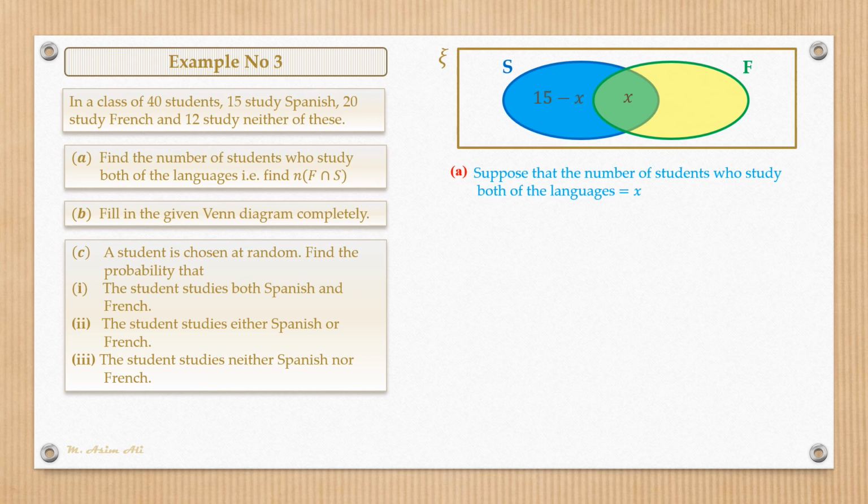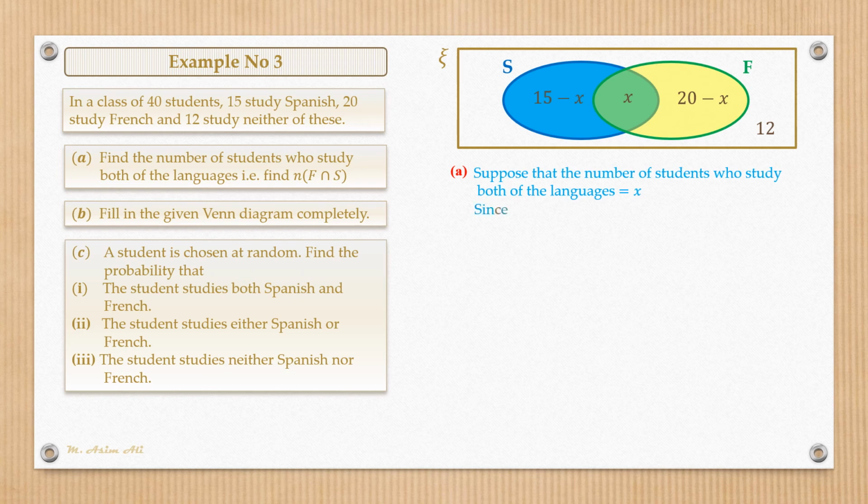Similarly, the number of students who study French is 20, out of which X study Spanish also. So the number of students who study only French, that is the students who study French but not Spanish, will be the total who study French, 20, minus the students who study both of the languages, X. So it will be 20 minus X in the yellow region, and 12 students are the students who study neither of the two languages. They will come outside. That is very easy to understand.